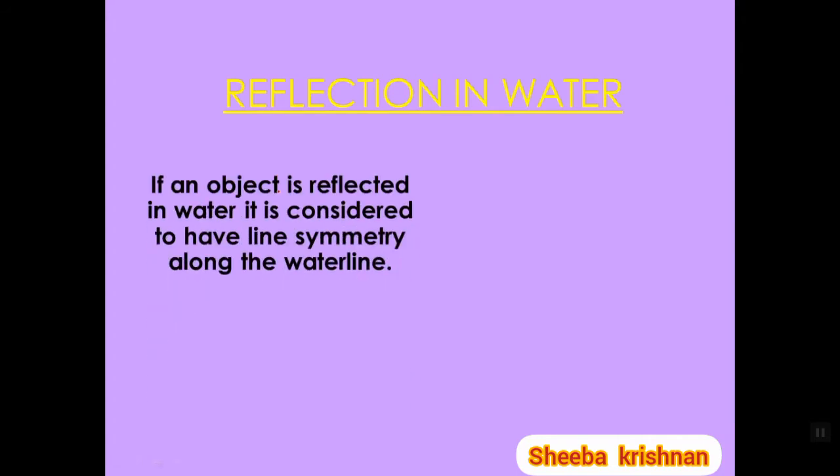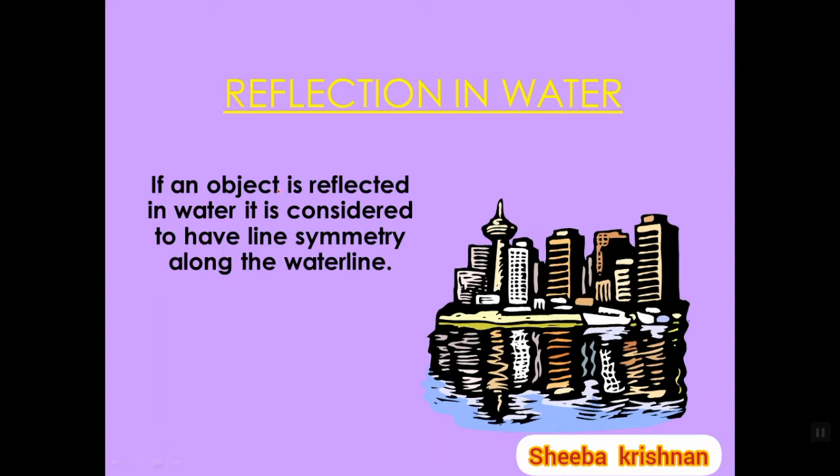Reflection in water. If an object is reflected in water, it is considered to have a line of symmetry along the water line. Look at this image. This image has a line of symmetry along the water line.